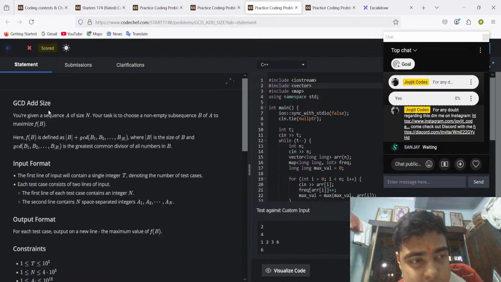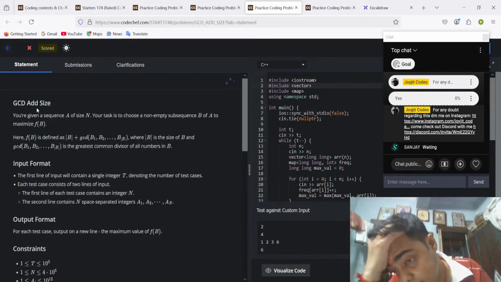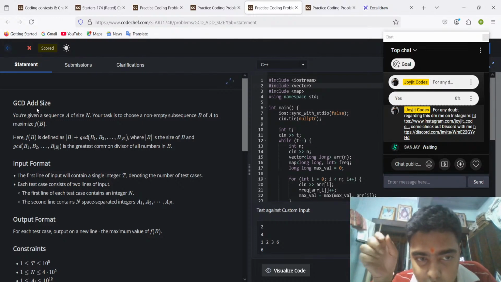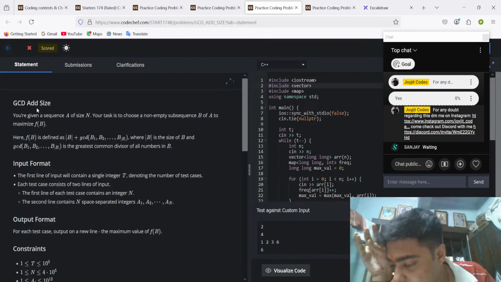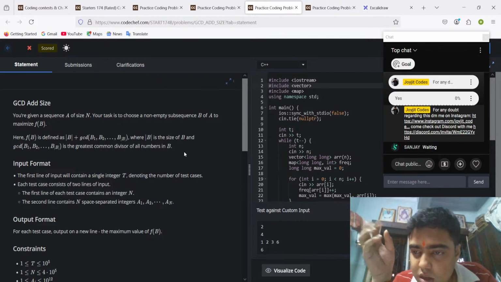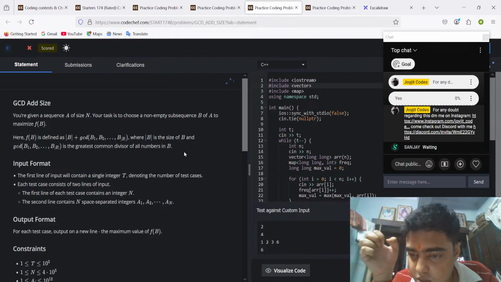GCD Add Size. Okay, what does this problem state? It states that you're given a sequence A of size n. Your task is to choose a non-empty subsequence B of A to maximize the function f(b). What is f(b)? f(b) is the length of b plus the GCD of all the elements in b. So what we have to do is find a subsequence of A, that is b, and maximize its score, which is the length of b plus the GCD of all the elements of b.